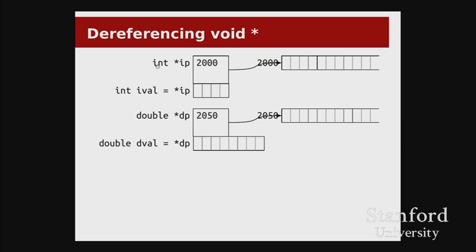So when I say ival equals star of IP, what happens? Well, I follow IP, I follow the arrow over here, and then I read some number of bytes to copy into here. How do I know how many bytes to copy? Well, I know that IP is pointing to integers, so I know that the int is that wide. So I'll copy these four blue highlighted bytes over in here. And I know that ival has that amount of space because I've allocated ival as an int. The same is true for the double. When I dereference DP, I know to read that many bytes because I know that DP is pointing to a double. So I copy those 8 bytes and put them in here.